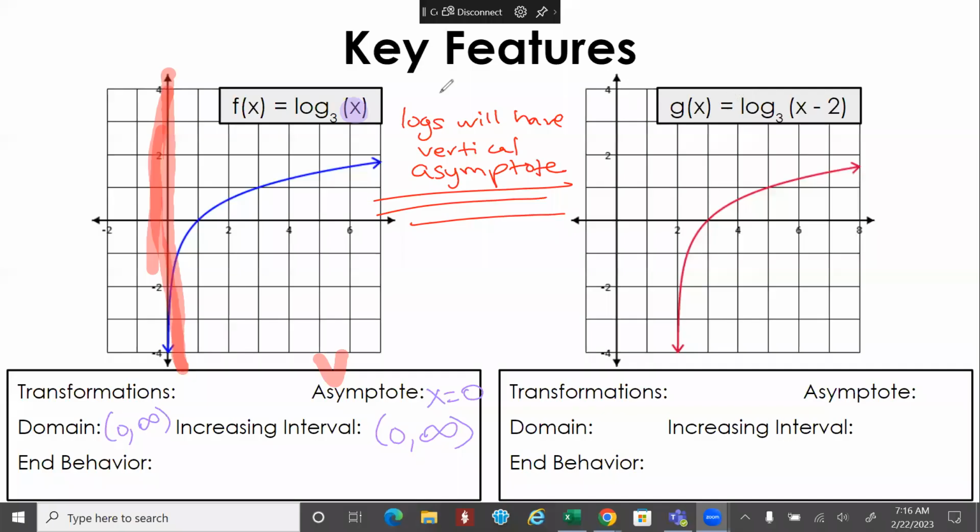For end behavior, we're going to say as x is approaching positive infinity, so as we're going to the right, where is it going? Well, it's also going to positive infinity. As we move to the left, it doesn't go to negative infinity. It only goes up to 0. So as x is approaching 0 from the right-hand side, y is approaching negative infinity.